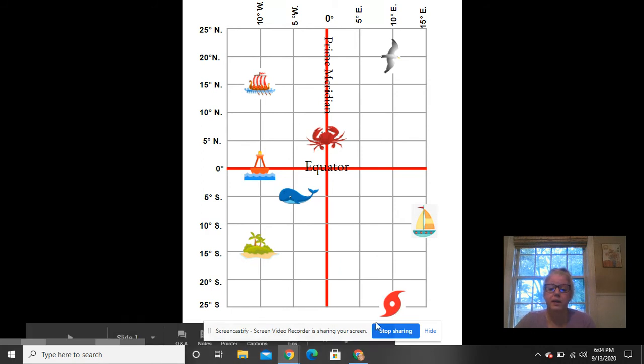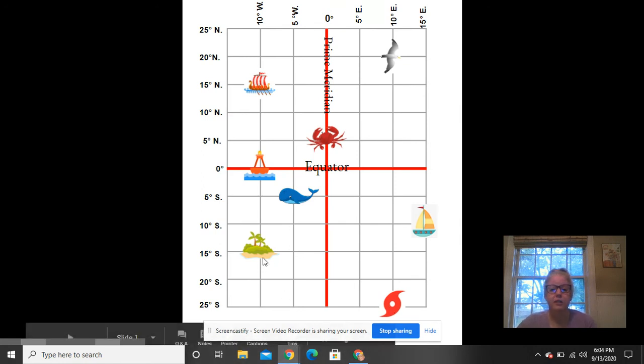Now, this symbol is the symbol for a hurricane. So we have a hurricane brewing. Where is its location? Well, it is south of the equator. It's 25 degrees south latitude. It is east of the prime meridian. And it is 10 degrees east longitude. So the location of the hurricane would be 25 degrees south, 10 degrees east.